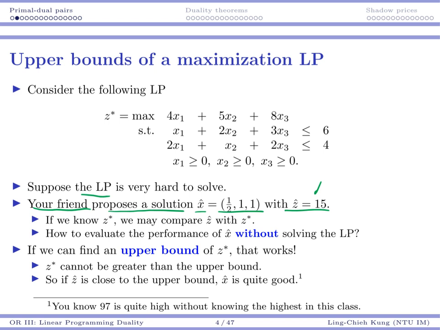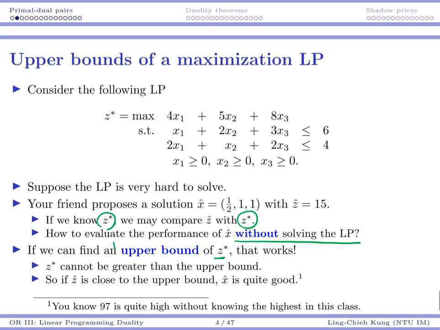good or not. Okay? So if we want to know whether it is good or not, ideally we should know z star, which is the optimal objective value for this particular problem. Okay? So in that case, we want to know z star. But of course, we have no way to know z star because we don't know how to solve it. That's the whole point. Okay?